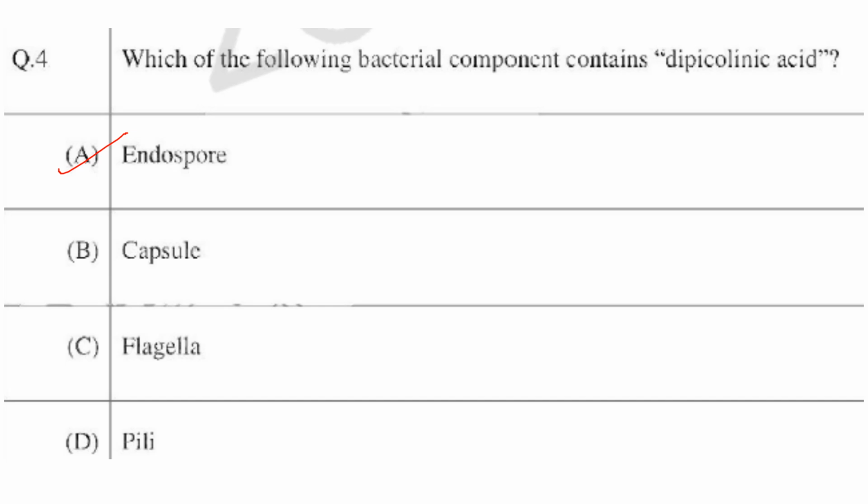surrounds the bacteria. Flagella are whip-like appendages providing motility to bacteria. Pili are short hair-like appendages. They are involved in conjugation or adhesion to surfaces. They don't contain dipicolinic acid. Only endospore contains dipicolinic acid. And dipicolinic acid helps in heat resistance, chemical resistance, UV radiation resistance, and desiccation resistance. So the endospore can survive under extreme conditions.